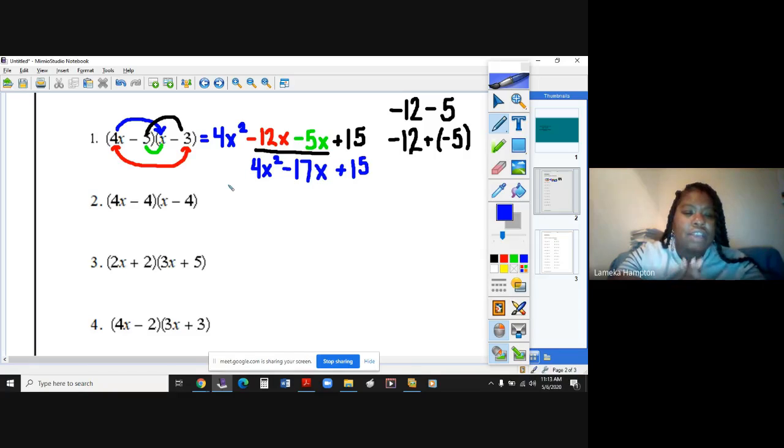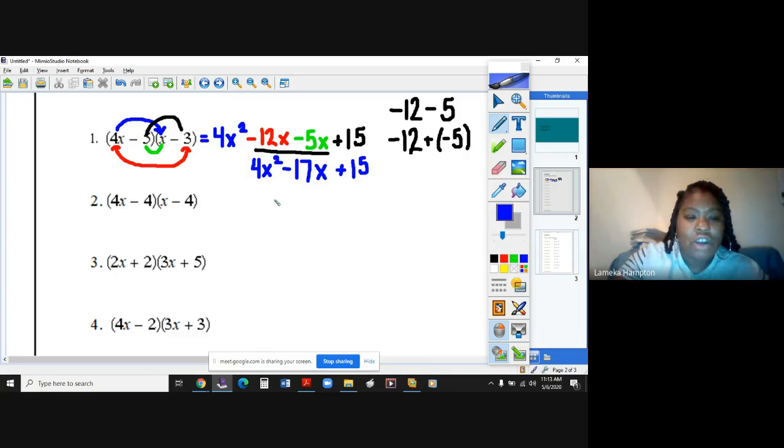All right. So for number 2, I'm going to do the same thing again. And that's the thing I want everybody to see. I'm not deviating away from the rule. I'm just doing regular FOIL. Now again, I can use the box method or the distributive property method, but because I am limited on space, that's the only reason why I am using the FOIL method.